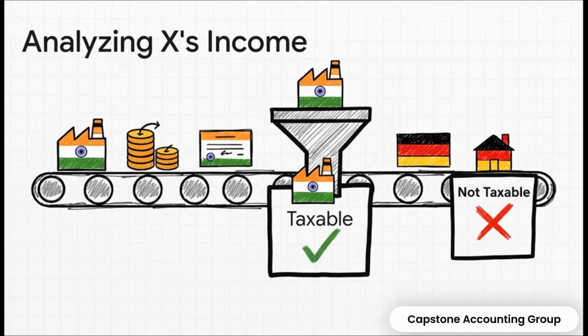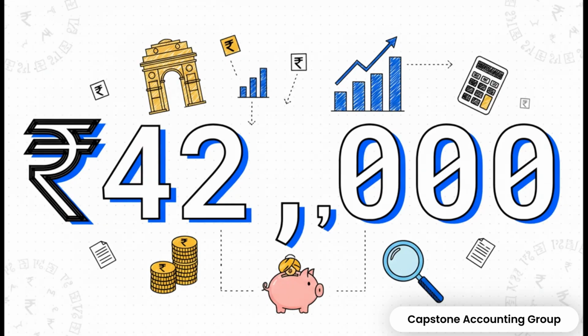What about a dividend from a non-Indian company? Nope, that's foreign income, not taxable for him. Business in Germany, even if it's controlled from India, still foreign income, not taxable. House in Germany? Same deal, not taxable. So, at the end of the day, what's his total taxable income? We just add up the stuff that's on the hook in India. That's 40,000 rupees from his business, plus 2,000 from the interest. His total taxable income in India is 42,000 rupees.